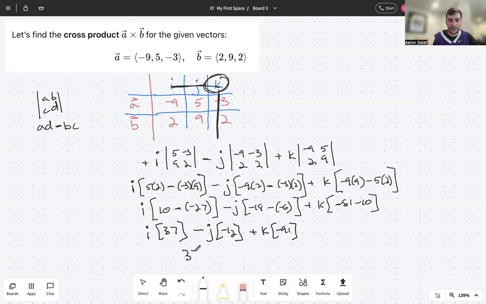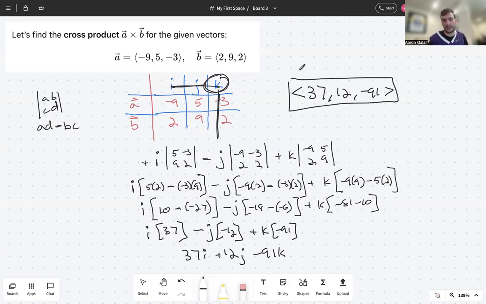Then clean it up: 37I plus 12J minus 91K. And then we can write that in vector form, 37, 12, -91. And that is our cross product for these two given vectors.